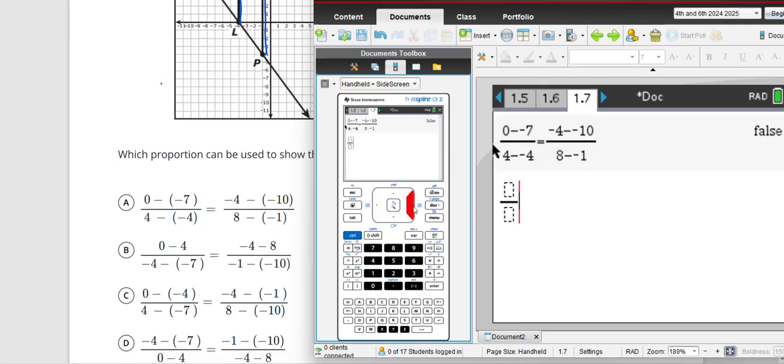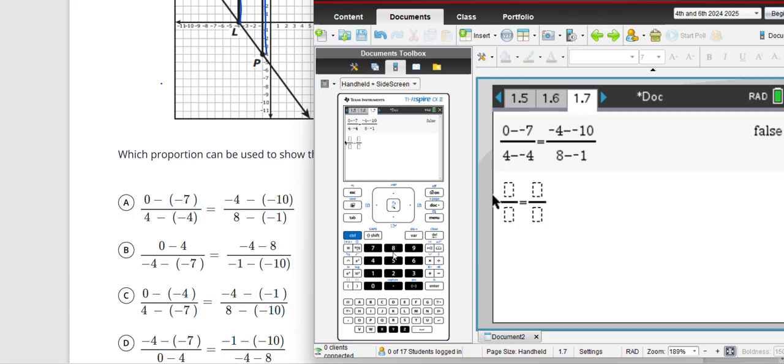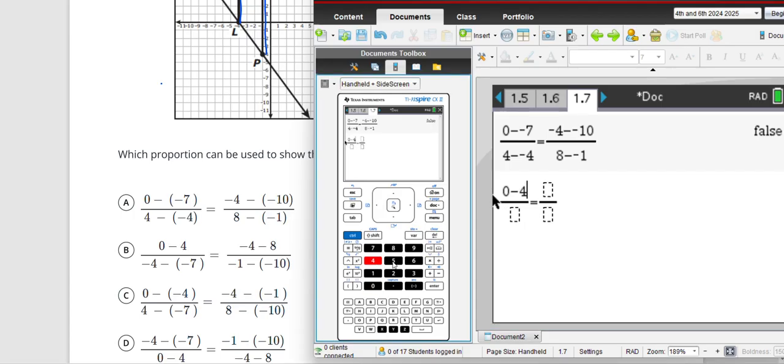Again, I'll just add the two equal fractions because that's what we're saying here. I'm going to come out here with 0 minus 4 over a negative 4 minus negative 7, negative 4 minus 8, negative 1 minus negative 10. Oh, there's my answer. B. B is the answer. That's how you want to do it.